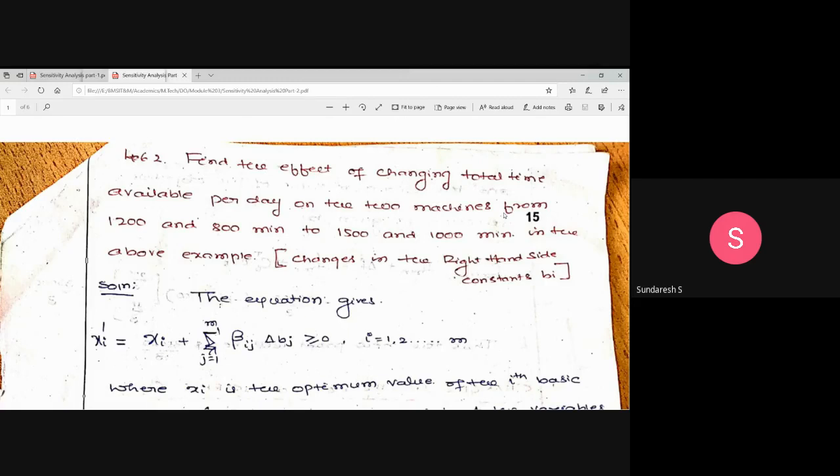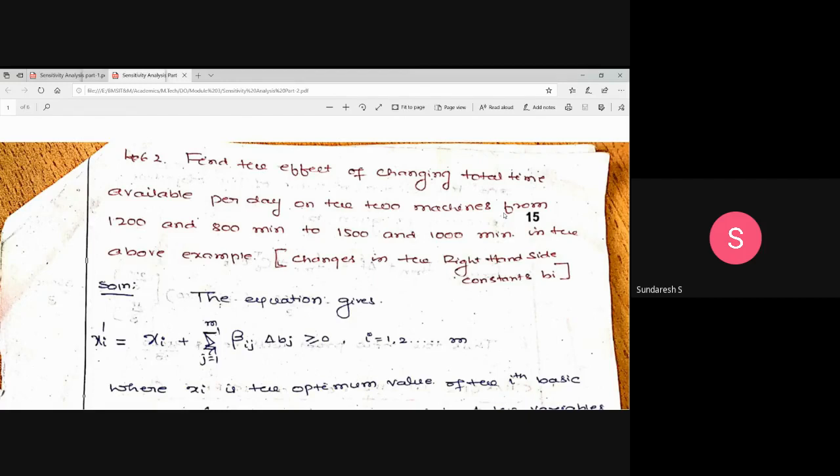This is what we call sensitivity analysis or post optimality solutions. When you change any one of the parameters, I just discussed the five different ways in which you can change the parameters that will affect the optimal solution. This is one type of changing the parameter. Here we are changing the right hand side constants. The right hand side constants, in the sense, the total time available per day on the two machines is being changed.